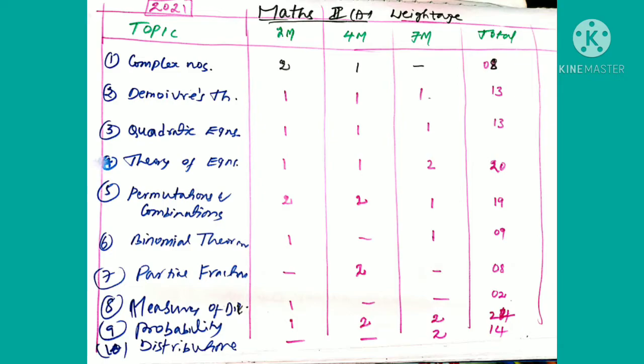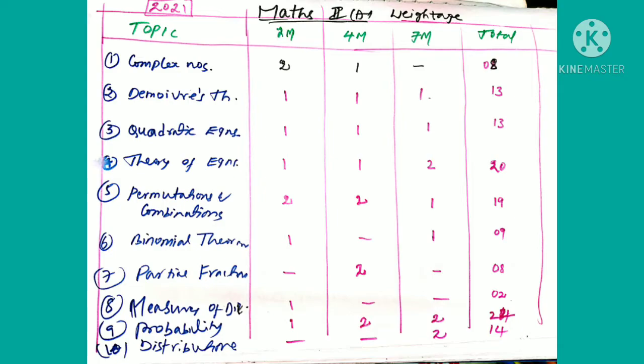And the next is permutations and combinations. From this, two 2-mark questions, two 4-mark questions, and one 7-mark question will come, which means its weightage is 19 marks. And the next topic is binomial theorem. From this, one 2-mark and one 7-mark question will come, no 4 marks. So totally it's 9 marks weightage.